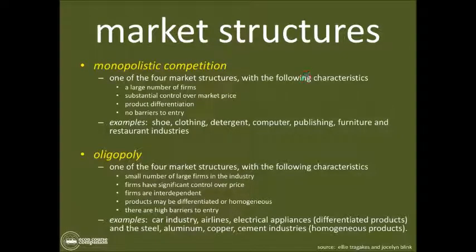Monopolistic competition. Check it. Monopolistic competition, what is it? It's one of 4 market structures. This is the one that students have the most difficult kind of understanding. One of 4 market structures with the following characteristics. A large number of firms, substantial control over market price, product differentiation, no barriers to entry, or very low barriers to entry. The best example, I think, is actually not shoe companies, clothing companies, detergent, computer publishing.